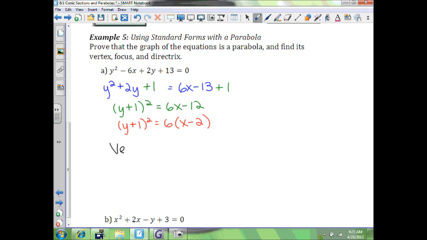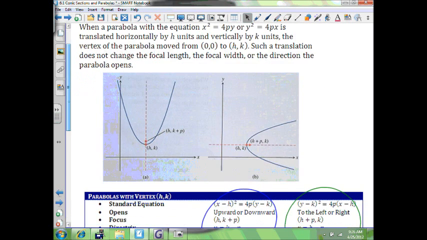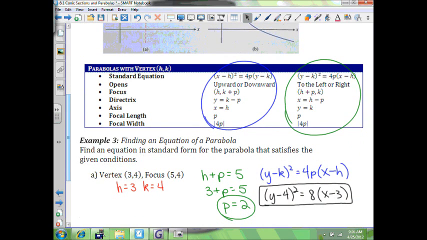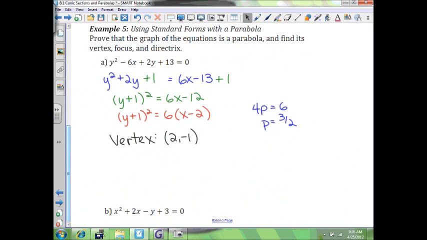That means your vertex will be 2, negative 1, because we're going to take the opposite of the negative 2 and the opposite of 1 there. Our 4p is equal to 6. That means p is equal to 3 over 2. Now going back to our chart from before, because it is y squared, we're going to actually use here h plus p, k as my focus. H plus p, k.